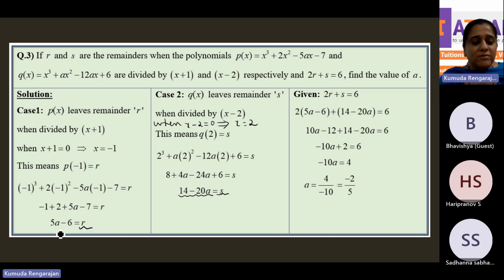So r is given by the expression 5a minus 6. The remainder s is given by the expression 14 minus 20a. Now we need to find the value of a. That's the question. Find the value of a.